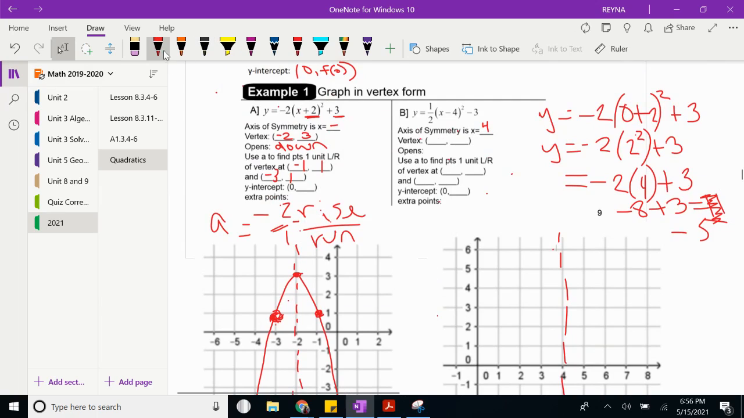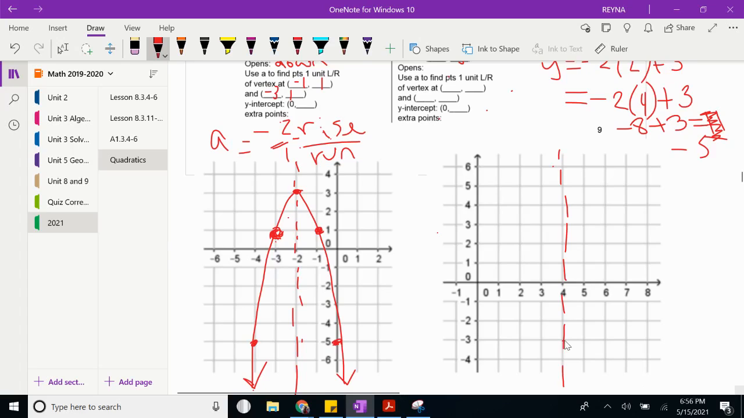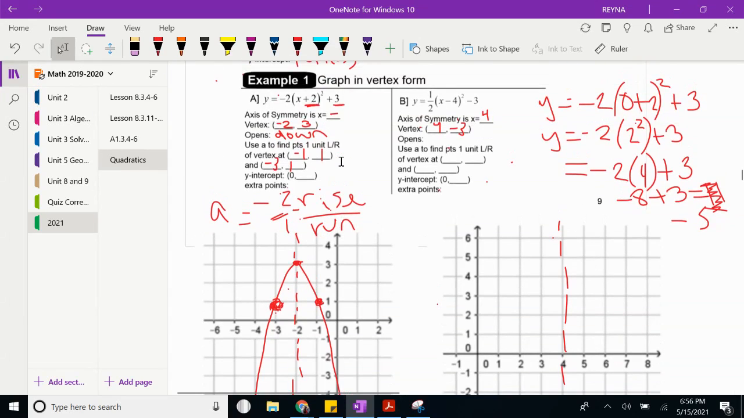Now they want us to find our vertex. What is our vertex? What is our h and k? We have 4 as our h, and we have -3 as our k. So 4, comma, -3. That is our vertex. Do you guys think this is going to open up or down based off of our a? Our a is positive, so this will open up.